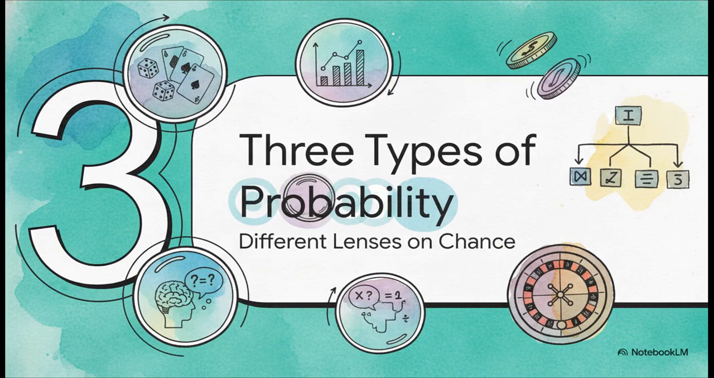Okay, now that we can count all the possibilities, let's look at how we actually calculate probabilities. It turns out there are really 3 main ways to do it. 3 different lenses for looking at the world of chance. And each one exists because, well, the world gives us different kinds of information to work with.